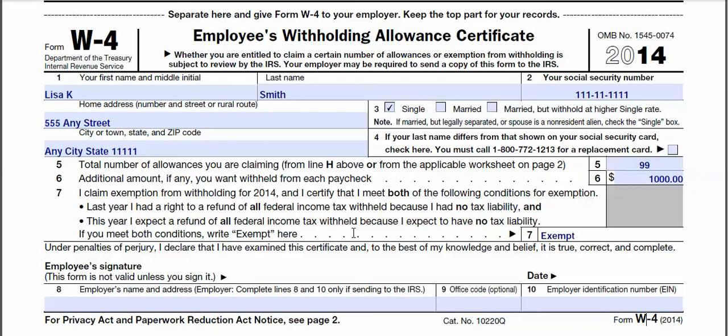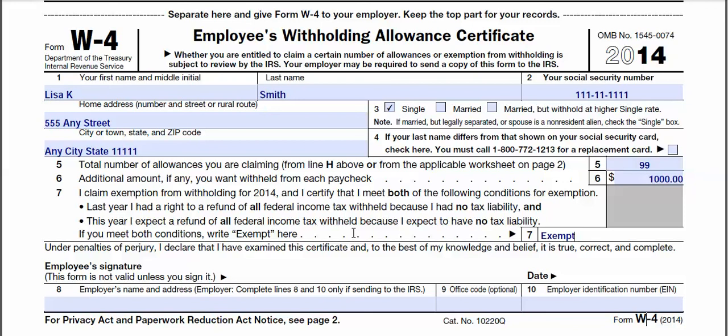So if you had paid in $5,000 and then you got $5,000 back, then you could say you had no tax liability. Okay? So there are very, very few people who can actually say that. So be very, very careful when you check exempt on number 7, because there are few people that qualify, and you don't want to get yourself into trouble with that type of a situation. Okay? So, again, if you have questions, you do need to take them to H&R Block or whoever does your taxes every year, but do not take them to your payroll department because they cannot answer them for you.